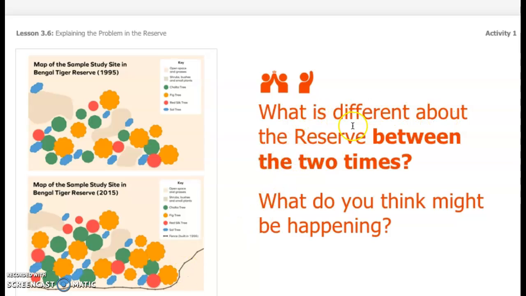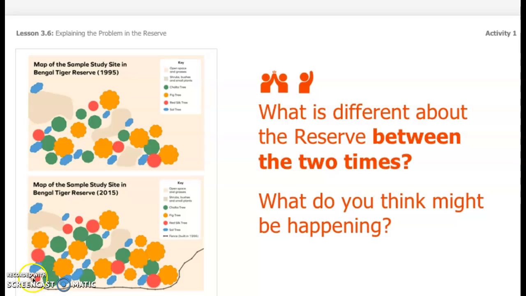So what is different about the reserve between the two times? What do you think might be happening? What do you think? In 2015, the map shows a fence that was built in 1996. Oh, this is a fence. Elephants got blocked from coming into the reserve, so they couldn't disperse chalta trees. So by building the fence, it really made it a really bad thing for them, because then no animals could really go in and eat it and spread it out.